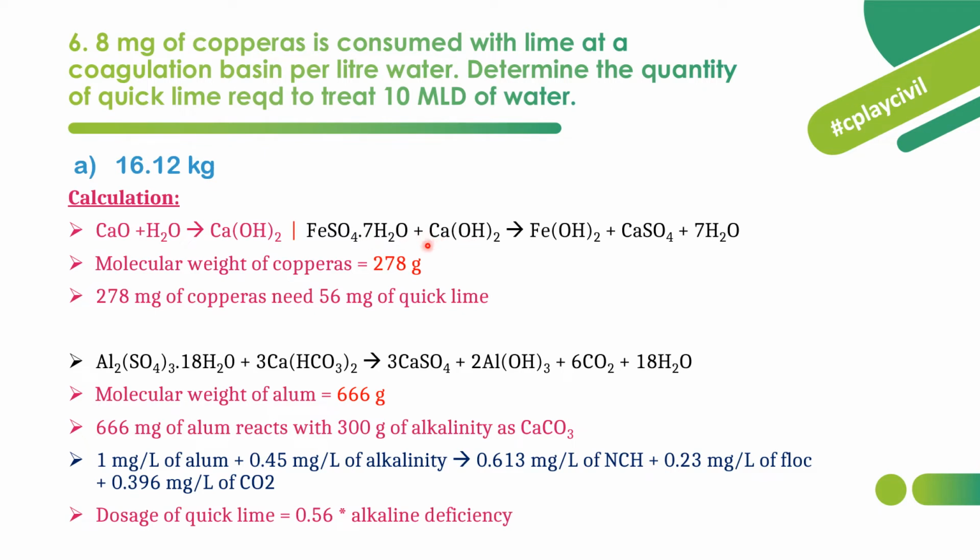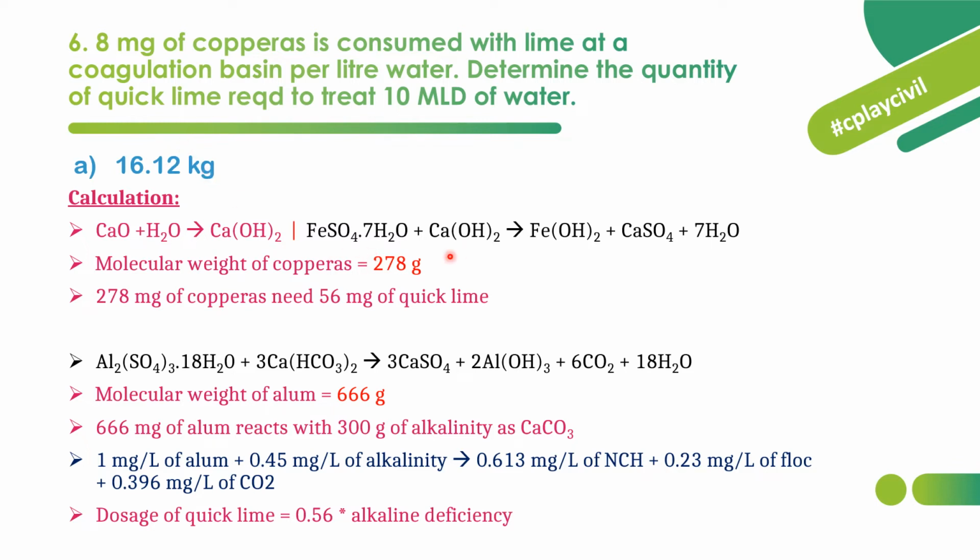That is why we use Copperas as the coagulant, and we have to calculate as per the molecular weight. The molecular weight of Copperas is 278, and 278 mg of Copperas needs 56 mg of quicklime. Why 56? Because quicklime is CaO: Ca has a molecular weight of 40 plus oxygen 16, so 56. If 1 mg of Copperas needs 56 by 278 of quicklime, then 8 mg will require 56 by 278 into 8. Multiplying by 10 million liters gives 16.12 kg as the answer.